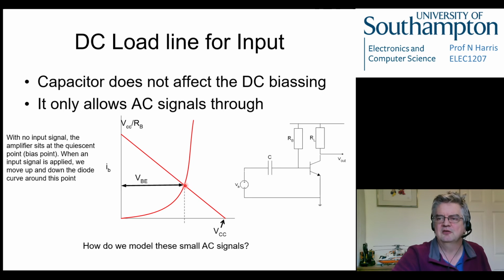So it's going to be sitting there, and any new signal coming from Vin, which is AC, that passes through this capacitor, is just going to add itself to the signal at this point and move up and down the exponential a small amount. And the smaller it is, the closer we can approximate it to a straight line.